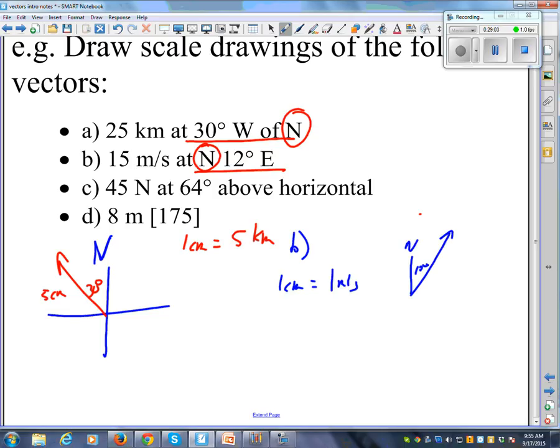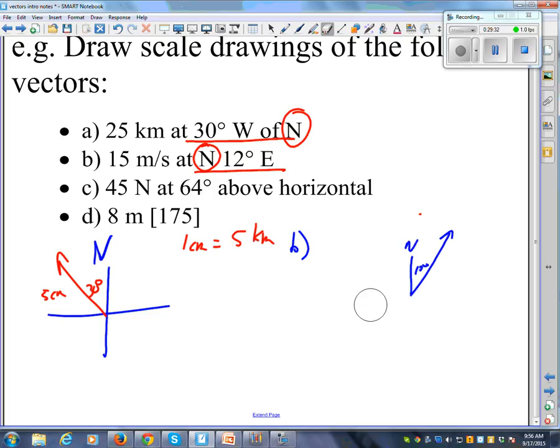Then how long would your arrow have to be? 15. If you went 1 centimeter equals 3, well then it would be 5. You could go 1 centimeter equals 5, and then it would be 3. You could go 1 centimeter equals 10, then it would be 1.5. Some people like to just go 1 centimeter equals 15, and then everyone's only 1 centimeter long. It's pretty small, yes. In this case here, your best answer is probably 3 or 5.